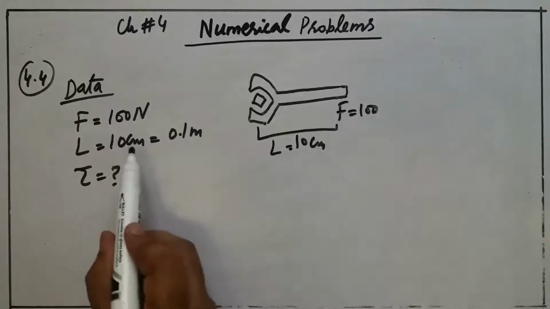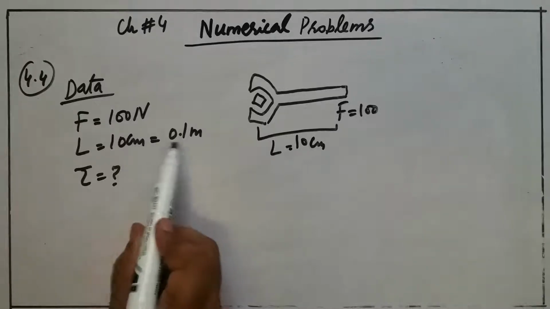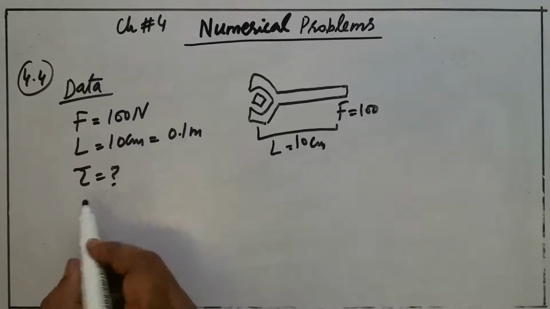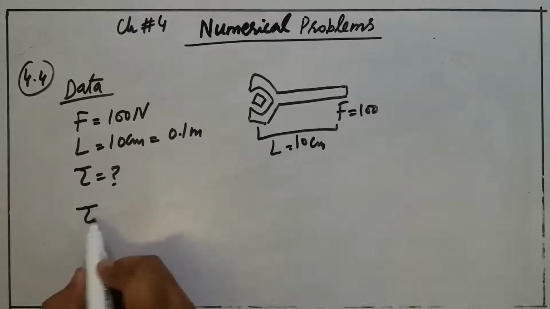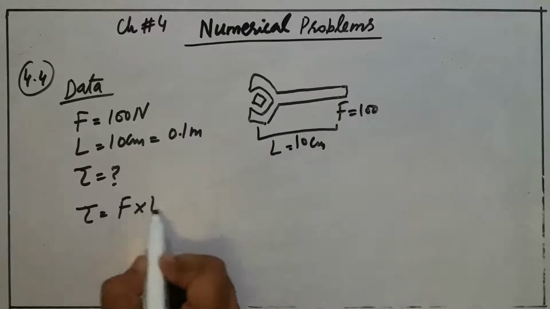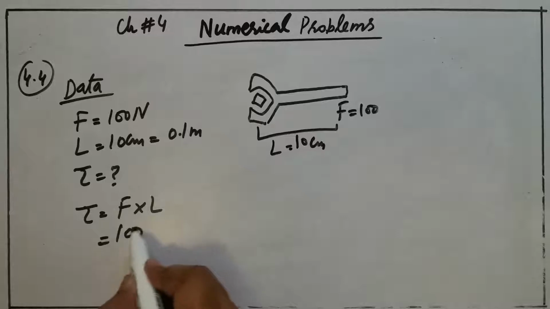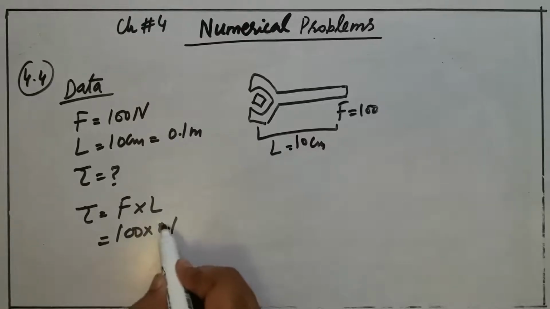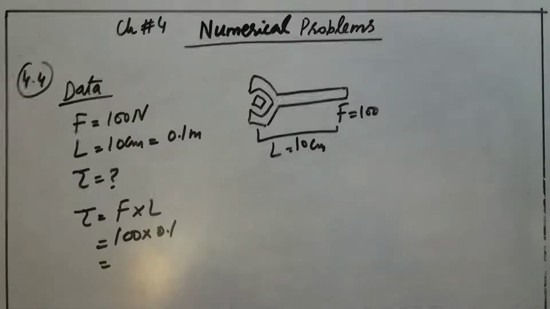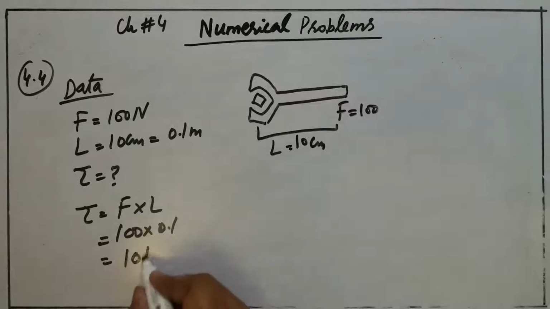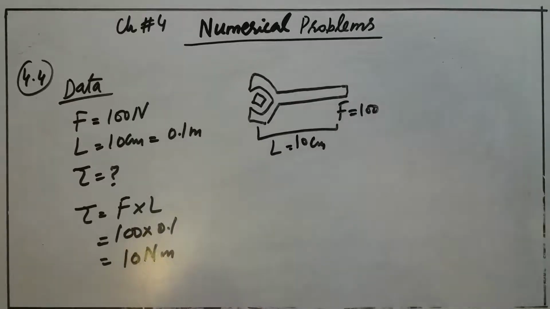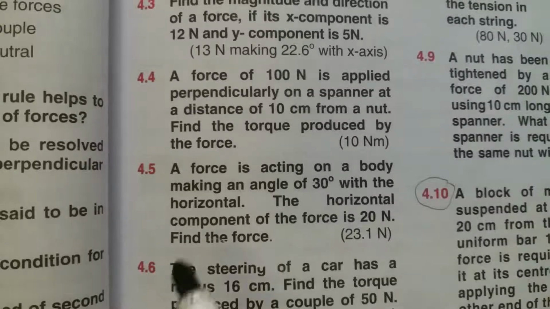So we have to convert it into meters first by dividing it by 100, and now by applying the formula of the torque, F into L, we can easily get the torque that is going to be produced with 100 Newton force. The answer will be 10 Newton meter. Now move to the statement of question number 5.